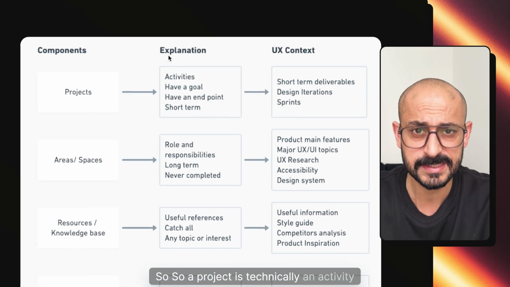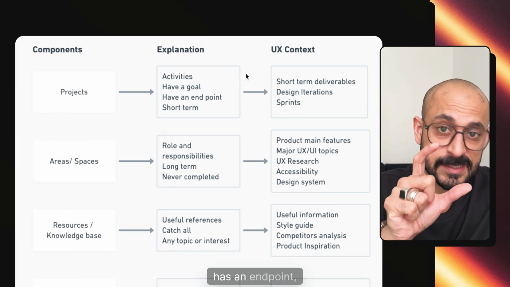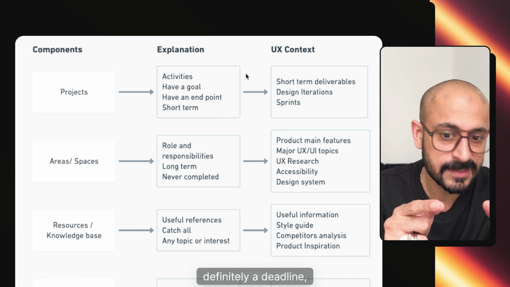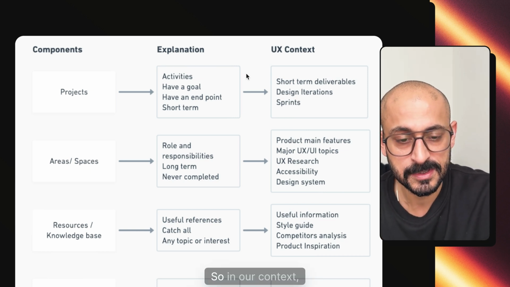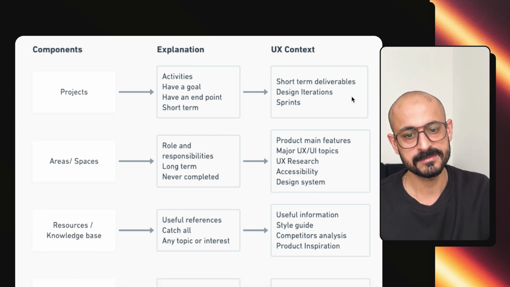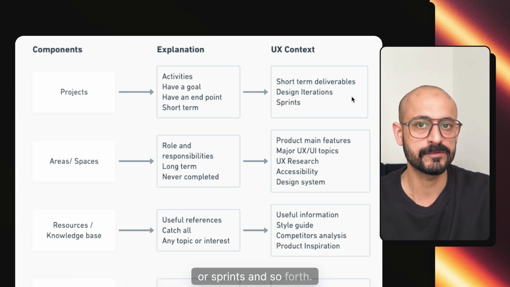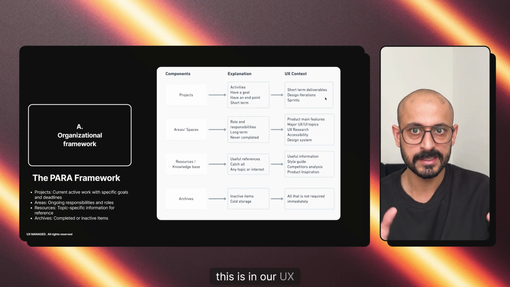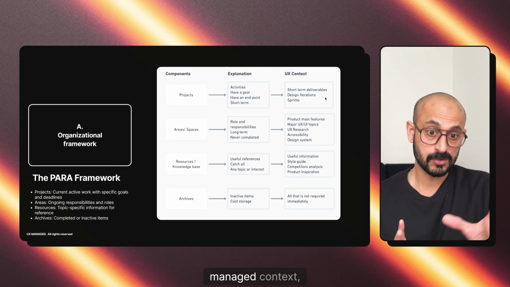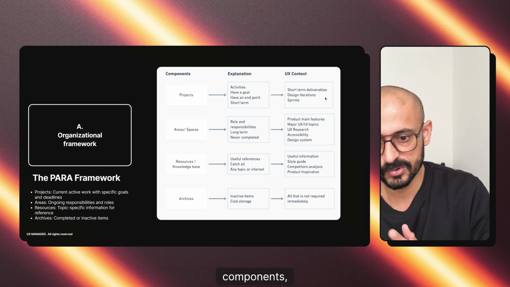So a project is technically an activity that has a goal, has an endpoint, definitely a deadline, and it's short term, right? So in our context, we can start to look at it as these short-term deliverables or design iterations or sprints and so forth. So this is in our UX managed context. This is how we are going to reinterpret these elements, components, right?